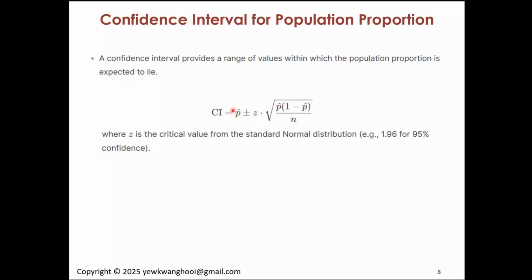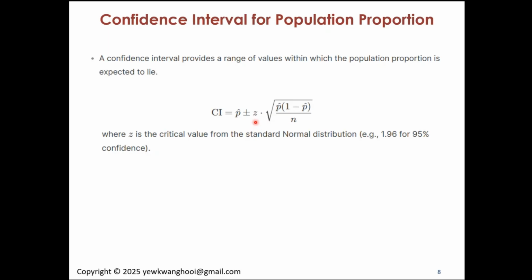Now the formula will be the mean of the proportion plus minus the z value, the critical value. Remember just now I mentioned critical value. So this is where you understand critical value is important. Plus minus the critical value multiplied with the square root of the point estimate multiplied with 1 minus the point estimate, divided by the total number of the sample.